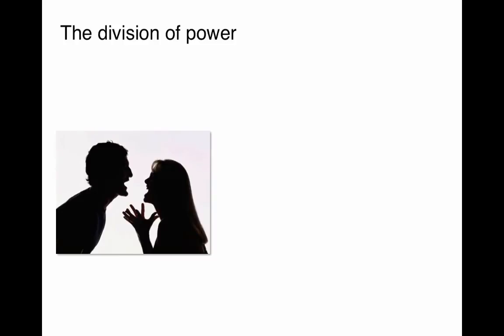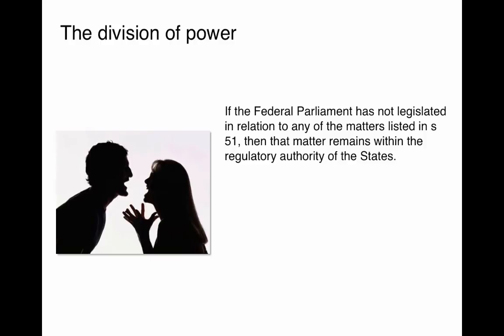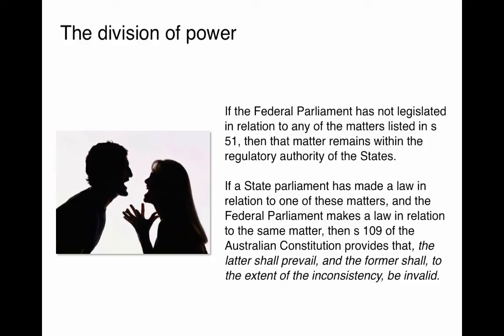If Section 51 sets out a list of areas that can be regulated by both the federal and state governments, the question again arises: what happens if both governments try to regulate the same thing in different ways? If the federal parliament has not actually legislated in relation to any of the matters listed in Section 51, then clearly that matter remains within the regulatory authority of the states.